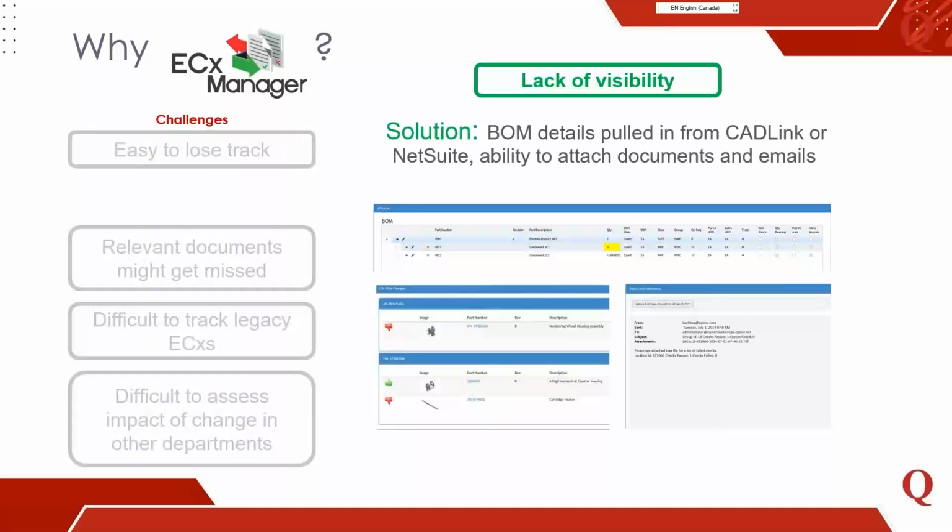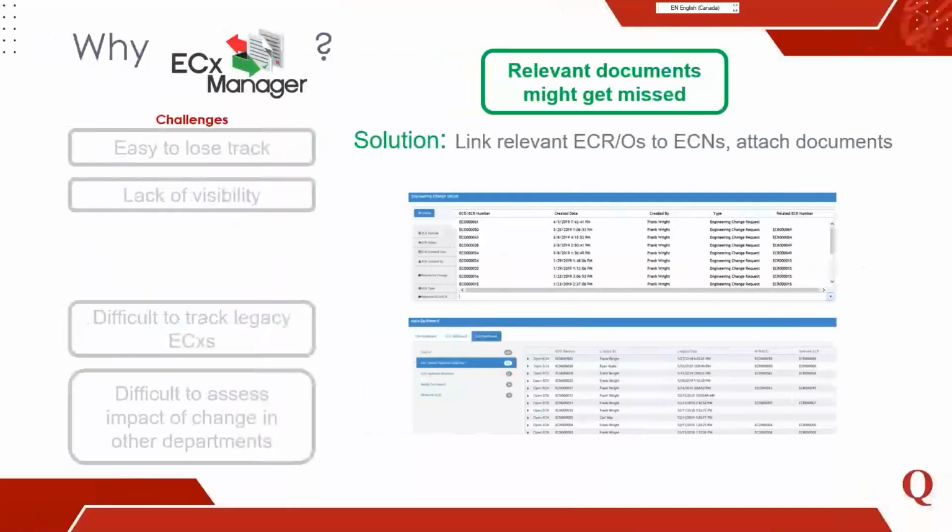Documentation and email attachments also provide further visibility on the reason for change, and they help you support that request or that notice. All of these details are tracked directly on that specific engineering change. So whether it's a request, an order, or a notice, all of the documentation follows that specific ECX along with it.